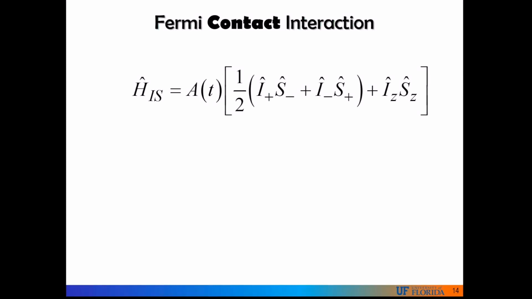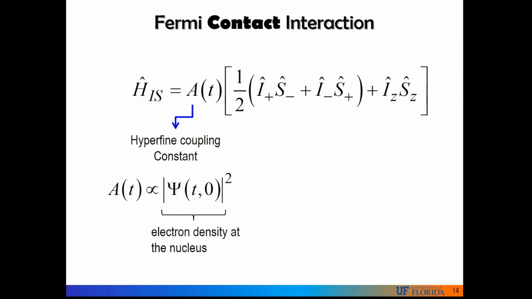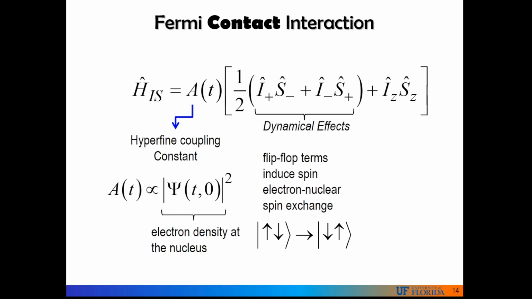The angular momentum exchange is facilitated by Fermi contact interaction. You have the coupling, which depends on the probability density, and then the flip-flop operators that facilitate the electron-nuclear cross-relaxation, and the IZ-SE term, which is the static effects giving rise to resonance shifts and line broadening.